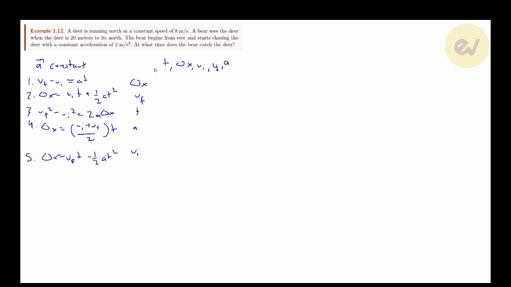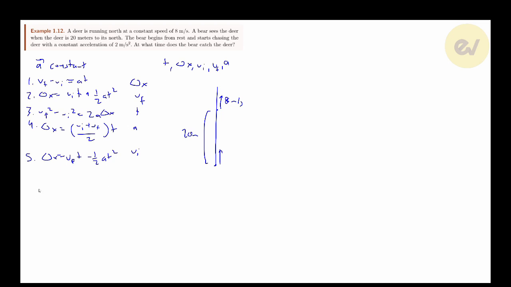So the handout, okay, let me first draw a diagram. You have a deer running at 8 meters per second, and a bear chasing it with an acceleration of 2 meters per second squared, and it begins at rest, and it's 20 meters to the north. Okay. So the solution the handout uses is to say, we can first find out at what displacement the bear catches the deer, and from the displacement we can find out the time it takes to catch the deer.